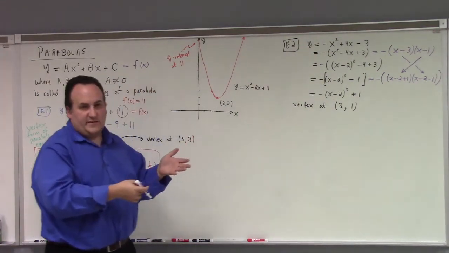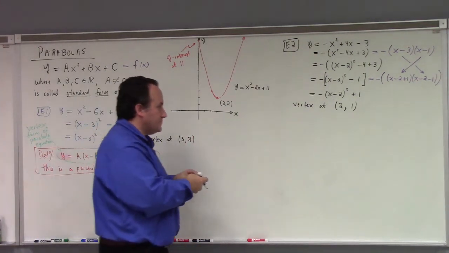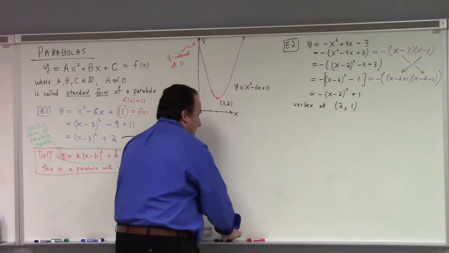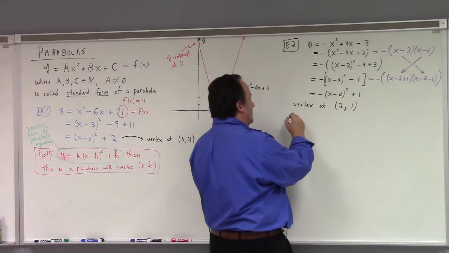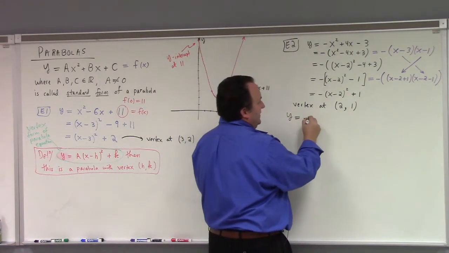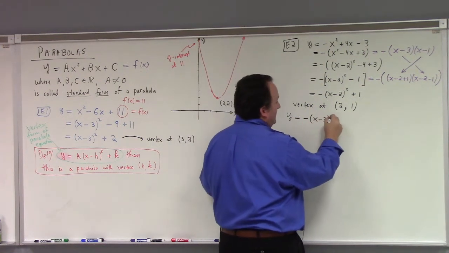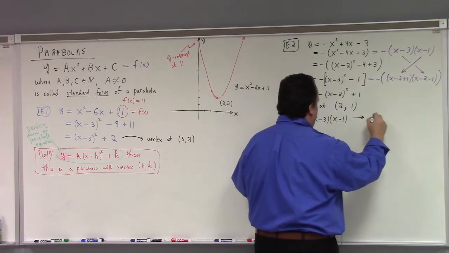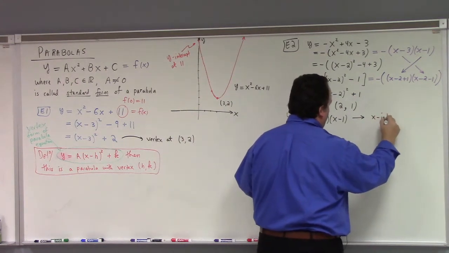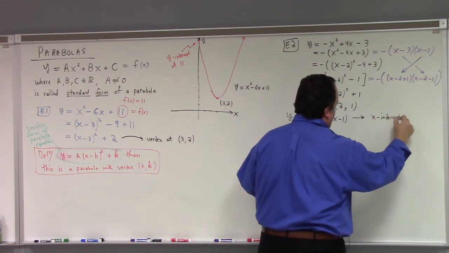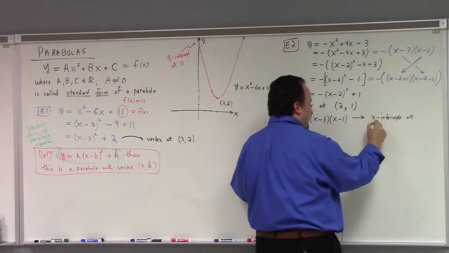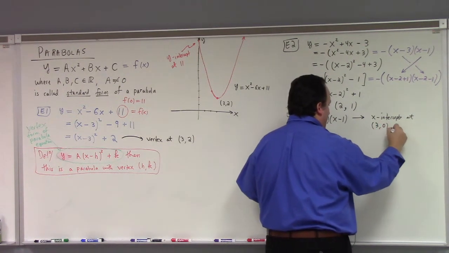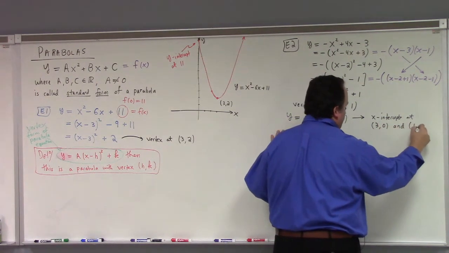Why do we like factorization? What does it tell us here? It tells us x-intercepts, exactly. So here, if we've got y equals minus x minus 3 times x minus 1, this tells me that I have x-intercepts at 3, 0, and also 1, 0.